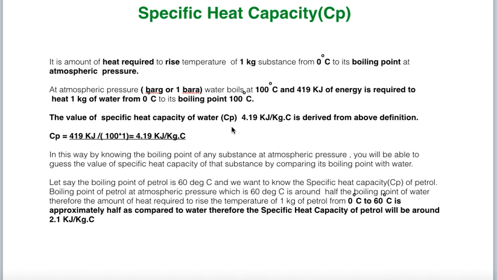Let's say the boiling point of petrol is 60 degrees centigrade and we want to know the specific heat capacity of petrol. The boiling point of petrol at atmospheric pressure, 60 degrees centigrade, is around half the boiling point of water. Therefore, the amount of heat required to raise the temperature of 1 kg of petrol from 0 to 60 degrees centigrade is approximately half as compared to water. Therefore, the specific heat capacity of petrol will be around half that of water, so around 2.1 kilojoule per kg per degree centigrade.